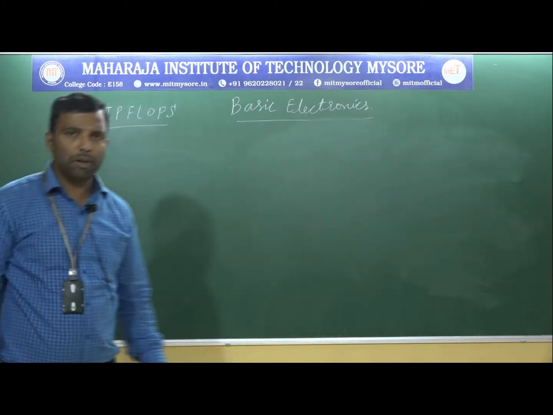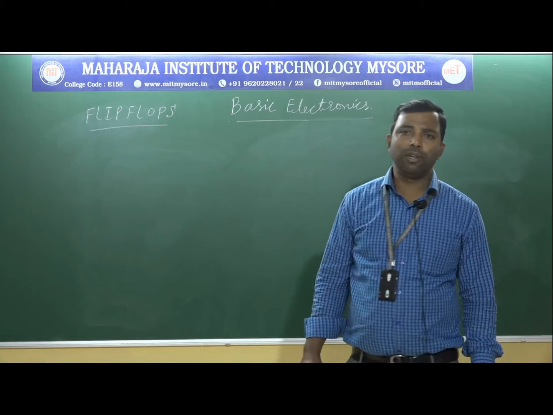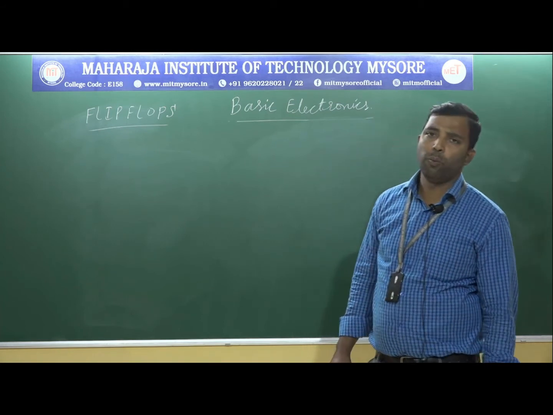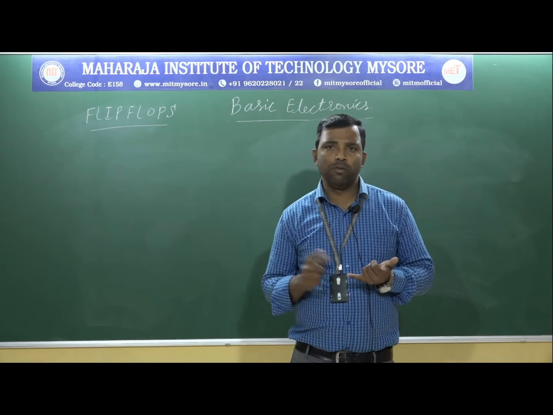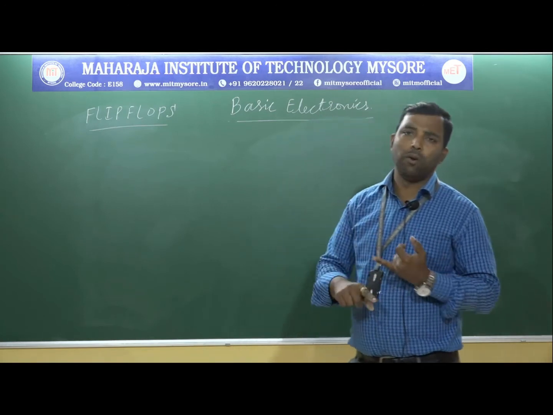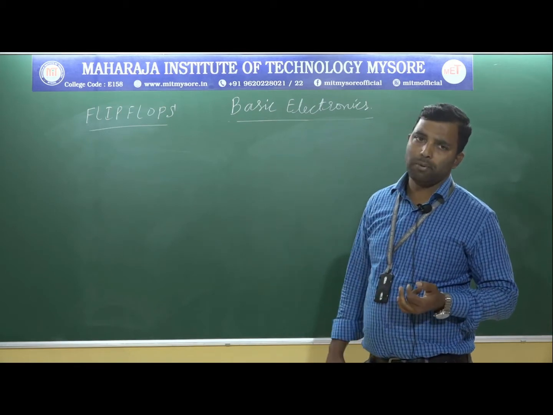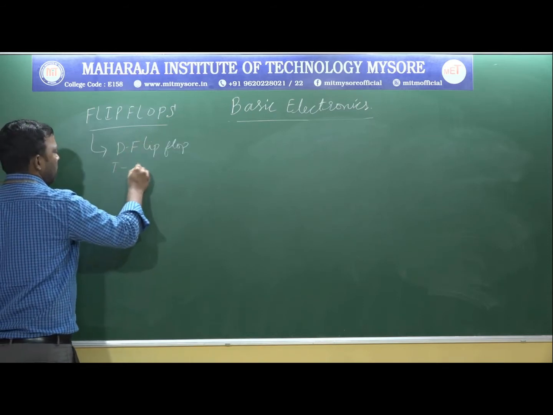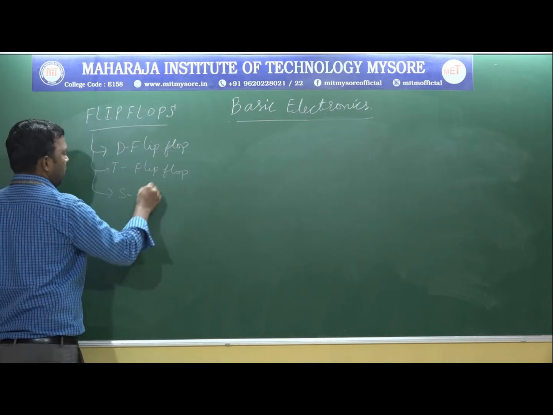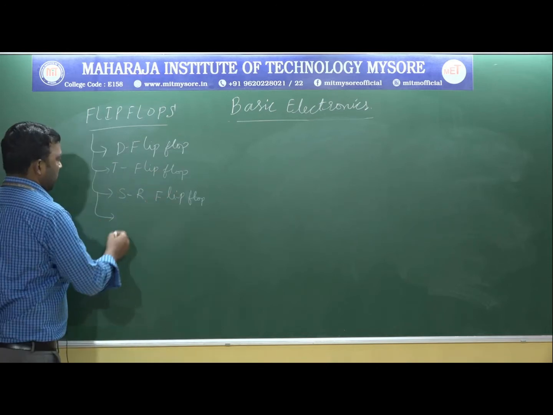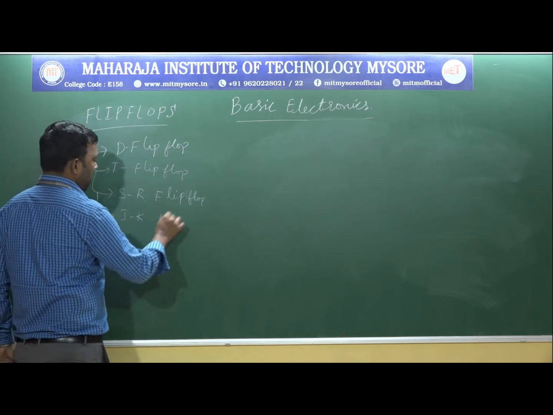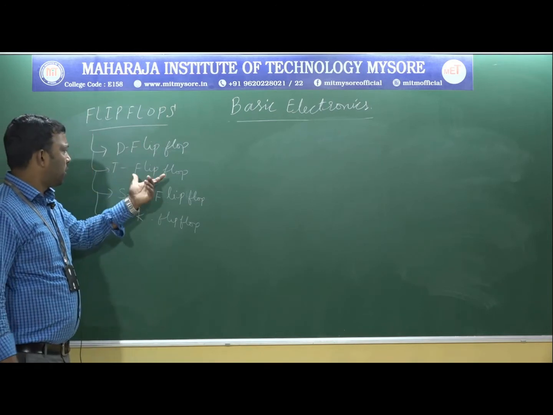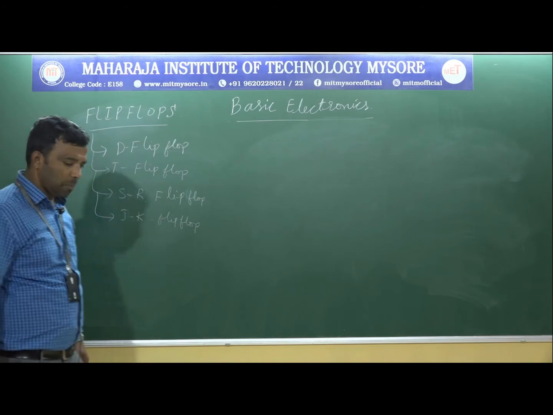Next topic is flip-flops, which are made up of logic gates and are used to store binary data, 1-bit binary data. Binary means 0 or 1. We can store either 0 or 1 with the help of a flip-flop. The types of flip-flops are: D flip-flop, T flip-flop, SR flip-flop, and JK flip-flop. These are the main 4 types.